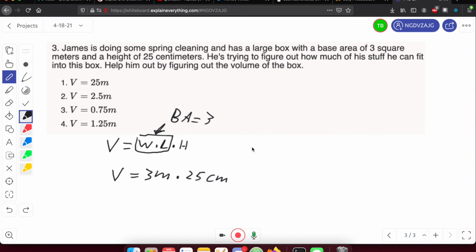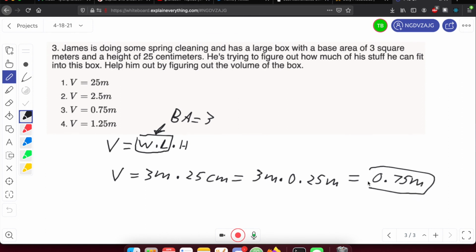So we have to just remember how to convert 25 centimeters to a meter. So what is a centimeter? 100 centimeters is equal to 1 meter. And so 25 centimeters is going to be equal to 1/4 of a meter, right? Or 0.25 meters. So we can rewrite this equivalently as 3 meters times 0.25 meters. Now, just multiplying this through, we're going to get 0.75 meters, which is the total volume of the box James has.